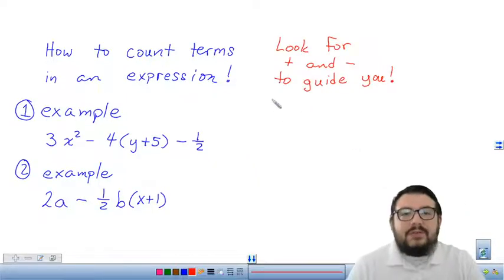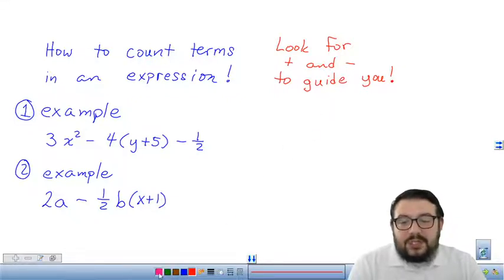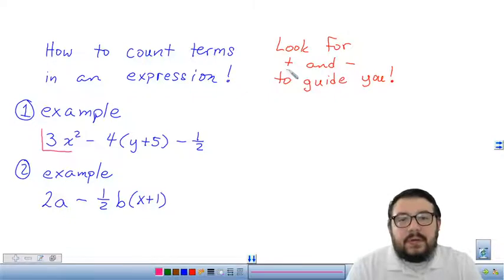So how do you count the terms in an expression? Well, the first thing you're going to do is look for plus signs and minus signs. Let's take a look at these two examples. Here, I draw a line and I start going until I see either a plus sign or a minus sign. Okay, up here I see a minus sign, so I'm going to end my term there.